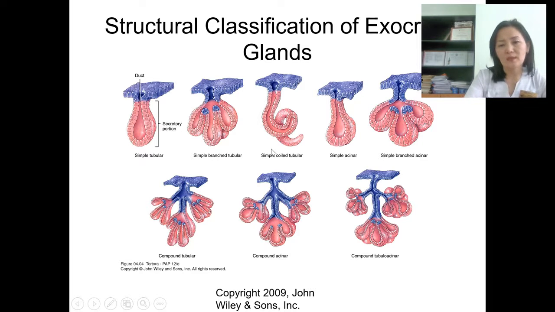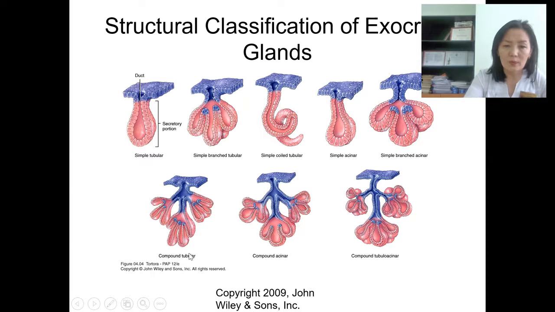Next type of simple gland, simple coiled tubular. Of course, simple because one duct, tube-like structure, but coiled. That's why you can see simple coiled tubular gland. Next one, simple acinar gland. Simple because this is one duct, acinar because the secretory portion is like an acinus. That's why simple acinar gland. Also, simple acinar glands can be simple branched acinar gland. And below we can see compound glands.